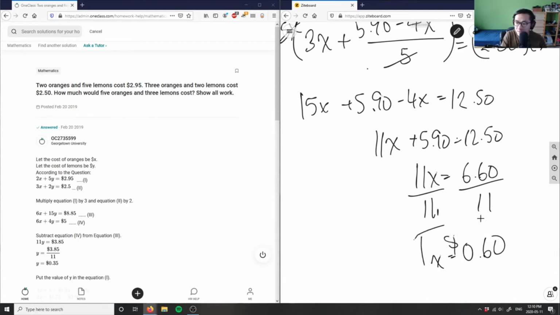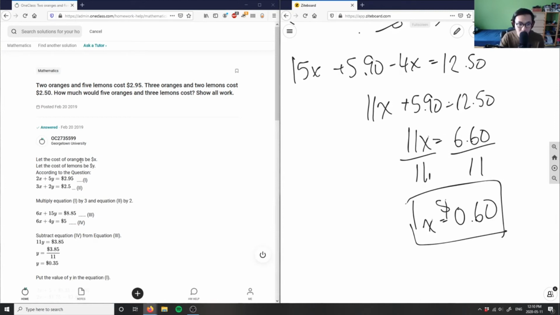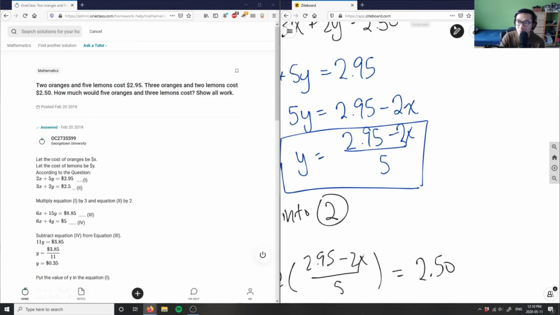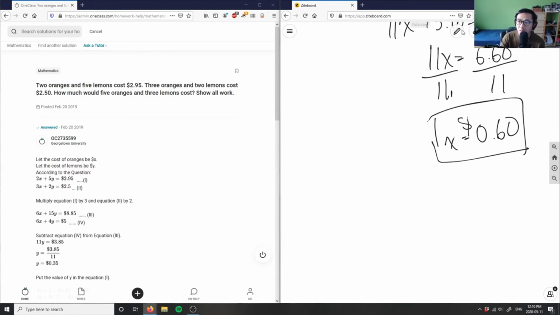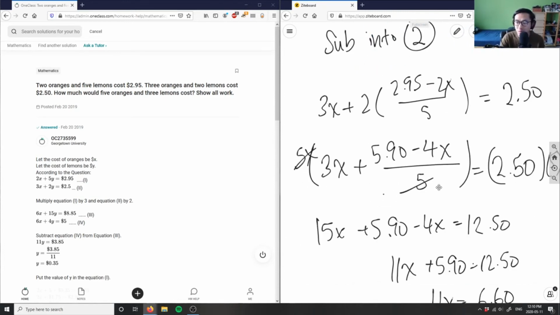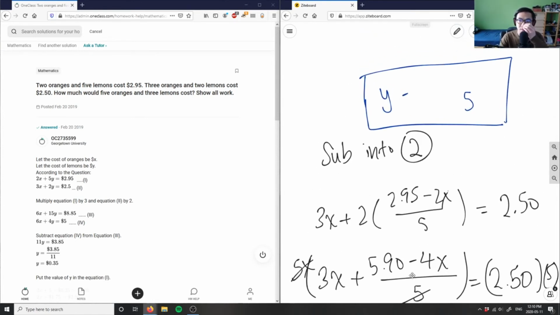So again, this is the cost of my oranges, because I said x is oranges. Now I can find the cost of my lemons. I can substitute this into this equation here. So I know that y would equal, let's see, I'm taking this formula: 2.95 minus 2x all over 5. Yes, I got that correct.